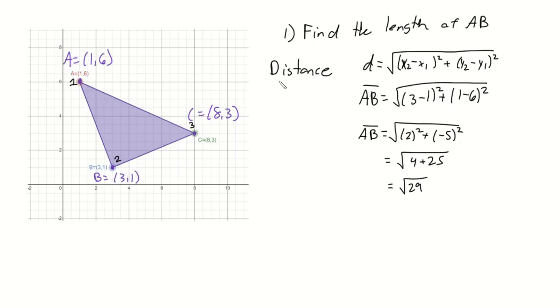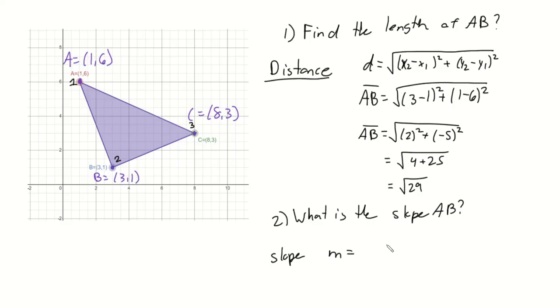So that's our first equation of the day, distance. Now, what if I asked you, what is the slope of AB? What formula do we have to use then? Yep, rise over run. So slope indicated as little m equals what?